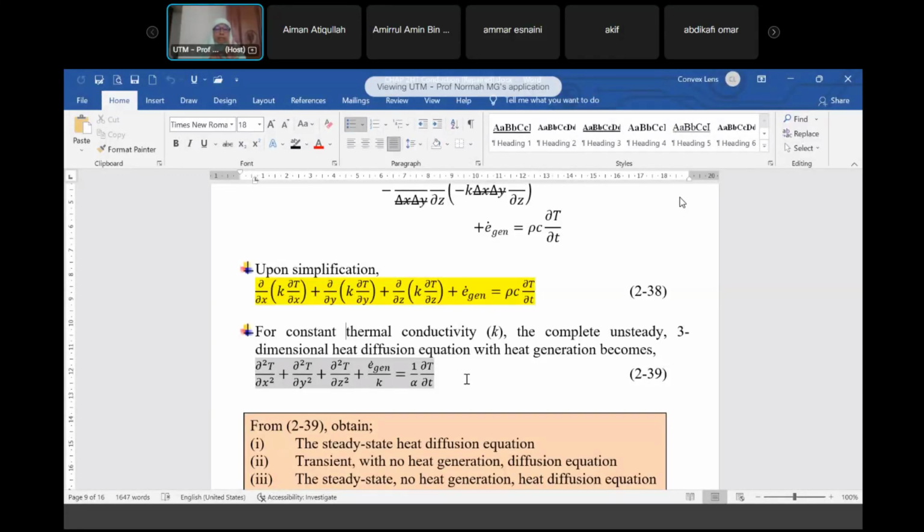Unsteady, three-dimensional, and then we have constant thermophysical properties, isotropic material. Well, isotropic material is a given for our analysis for this course. So 239 is complete. Now what happens?